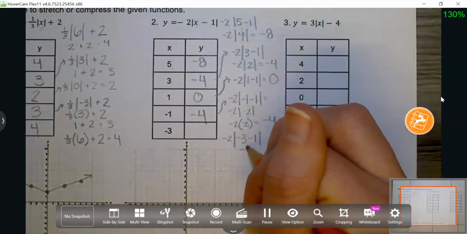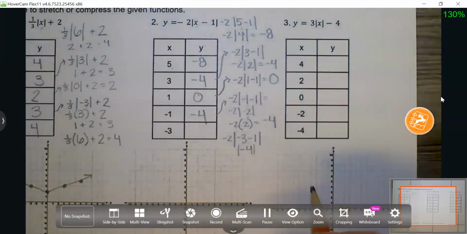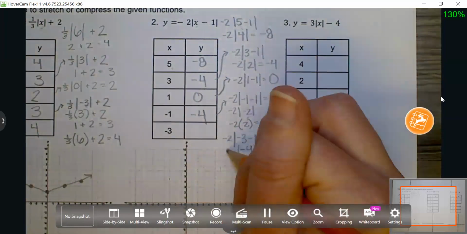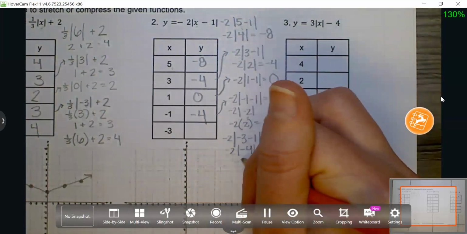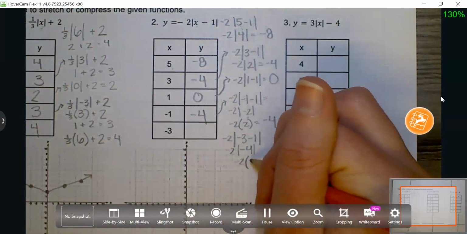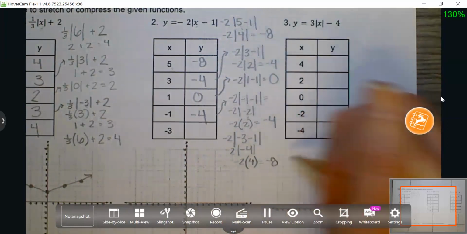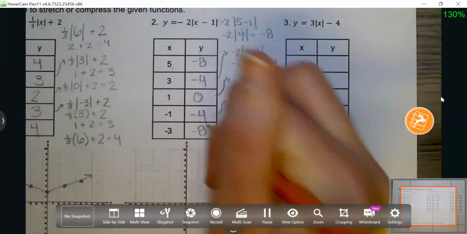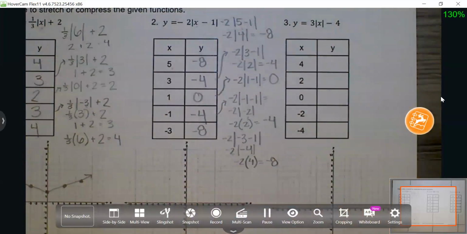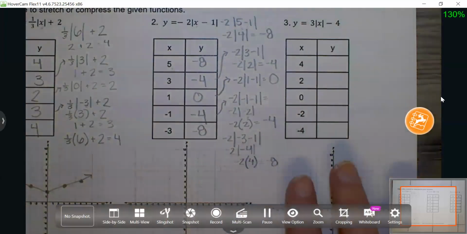Negative 3 minus 1 is negative 4. But again, it's the absolute value of negative 4. So I really have negative 2 times positive 4, which is negative 8. I definitely did not give you enough room. If you need a piece of scratch paper, please grab one. And let's plot all these points.